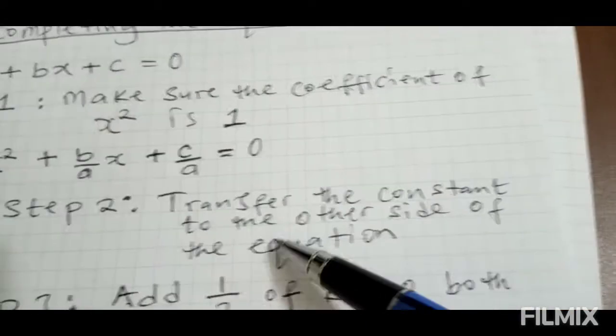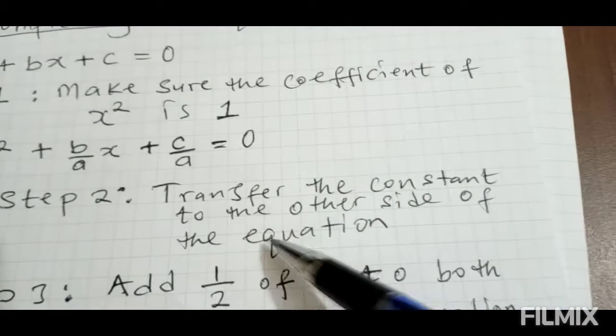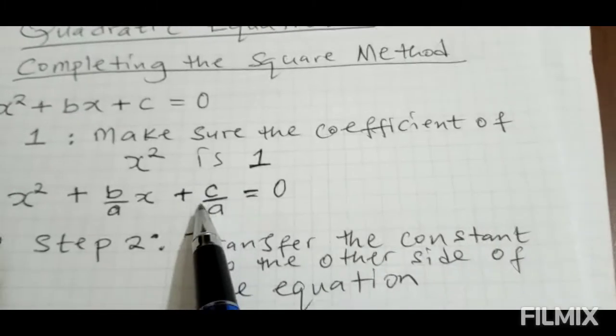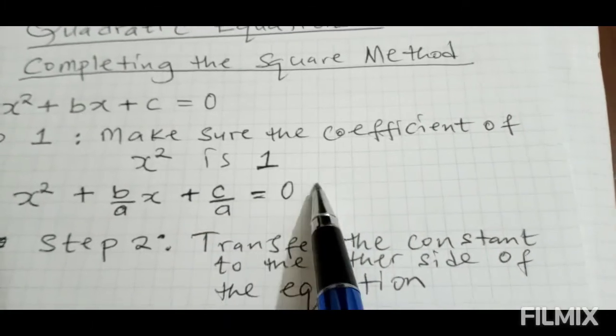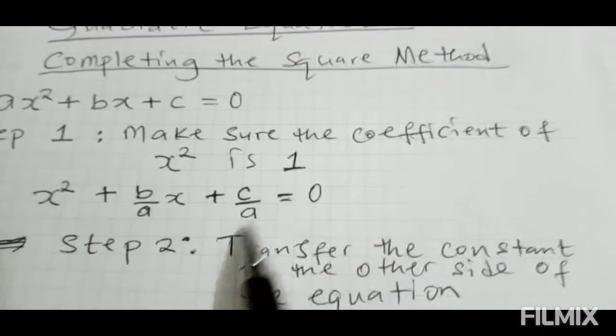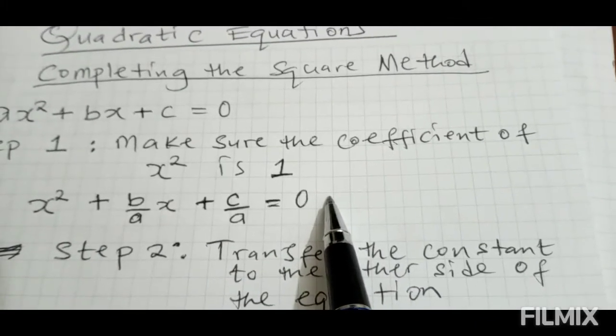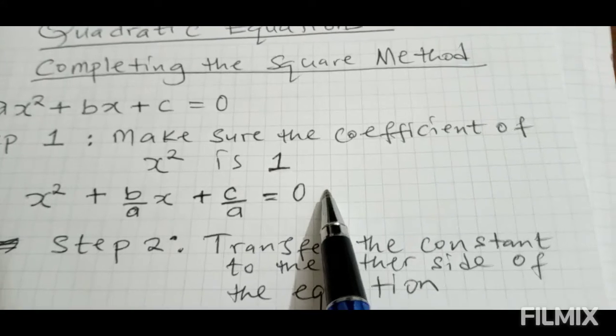Then step 2, transfer the constant to the other side of the equation. The constant is this part. Take it to the other side of the equation.